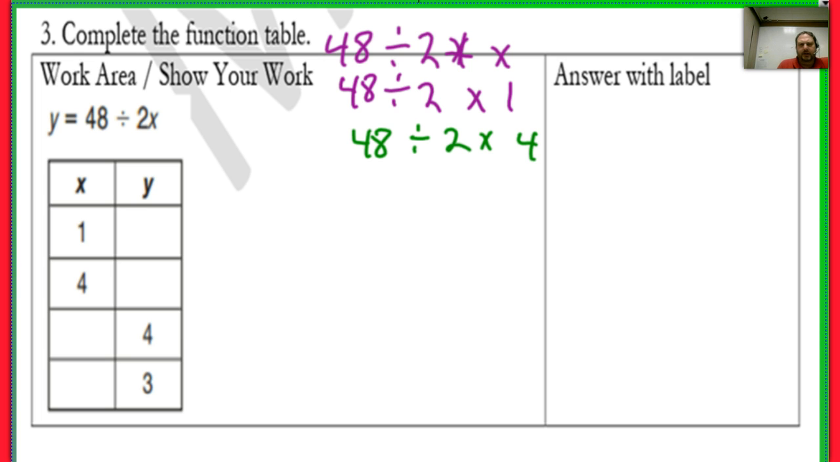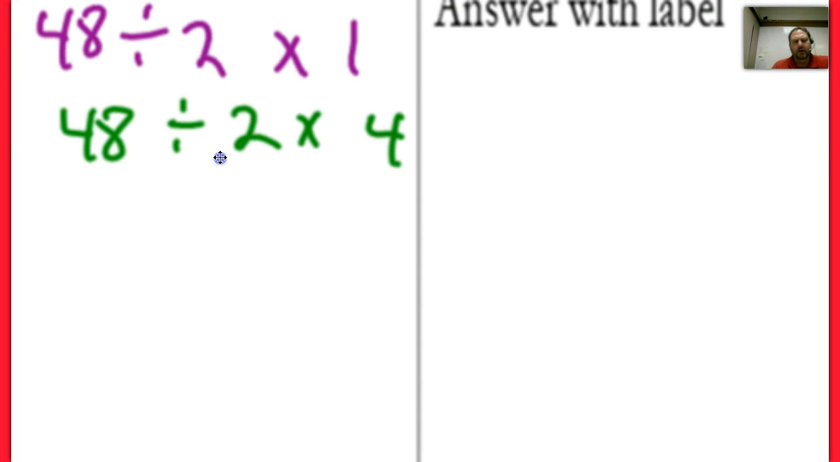48 divided by 2 is 24. 24 times 1 is 24. So for this first value, y is 24. Let me put that in there. 24. Okay. For the second equation, 48 divided by 2, I get 24.